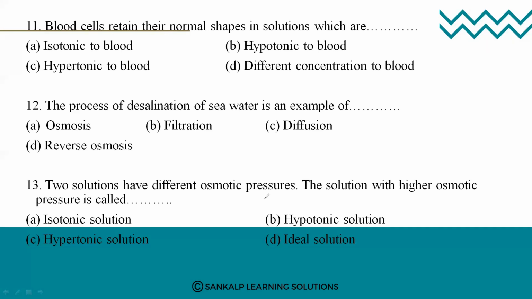Two solutions have different osmotic pressure. The solution with higher osmotic pressure is called as: A, isotonic solution; B, hypotonic solution; C, hypertonic solution; and D, ideal solution. Now we have seen what is isotonic, hypotonic, and hypertonic. Now, what is an ideal solution? Ideal solutions are those solutions which obey Raoult's law. This we are going to see in our further questions.